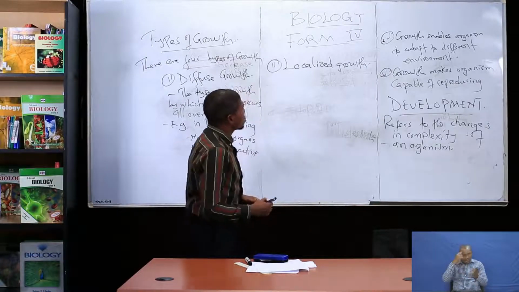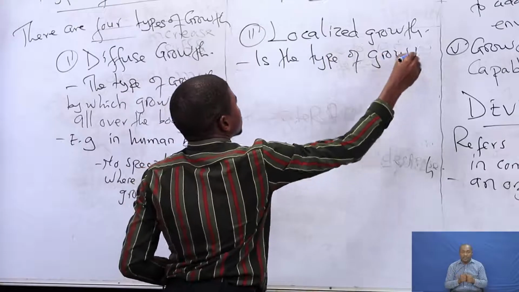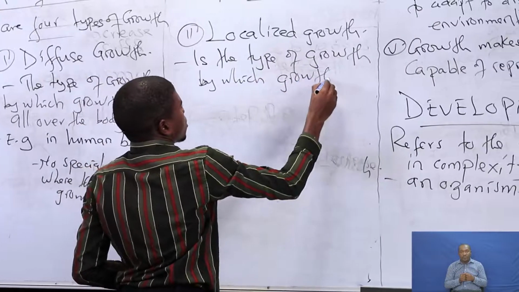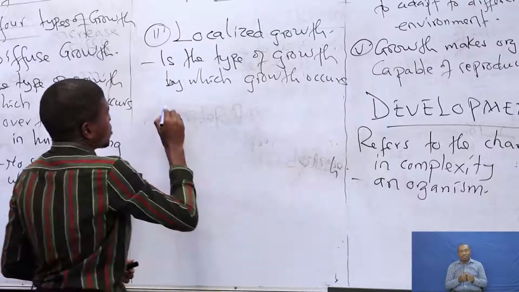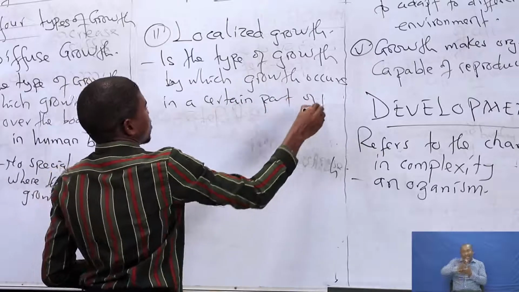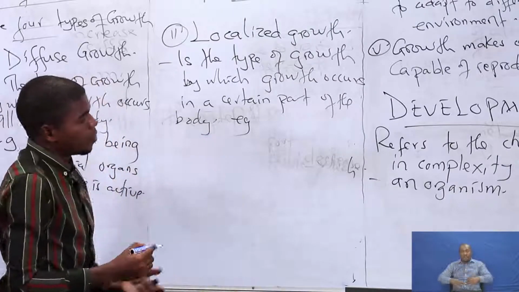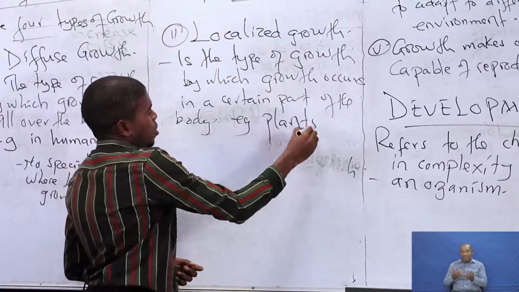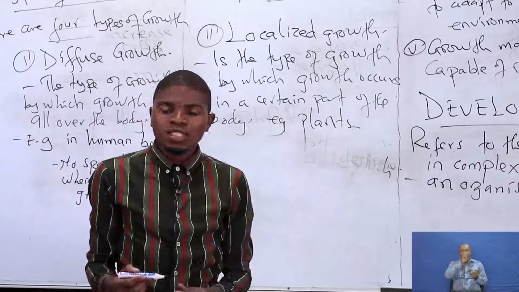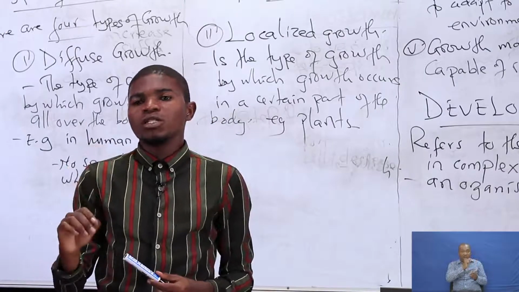Yes, localized growth, we say, is a type of growth by which growth occurs in a certain part of the body. Simply, you can say that. For example, in plants. Why do we say plants undergo localized growth? Because in plants, the active dividing cells are located on the tips of roots and shoots.